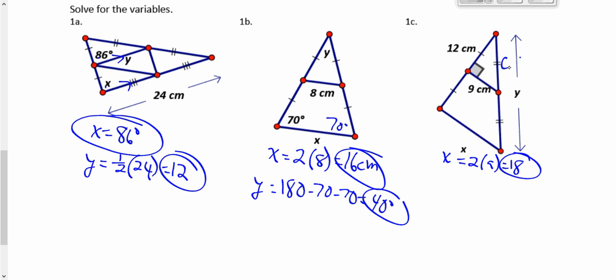Wait, so 9. Remember, in that theorem, the hypotenuse is always the thing that goes by itself. So 12 plus 9, basically? 144 plus 81.